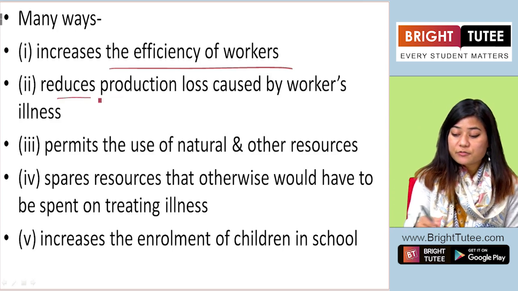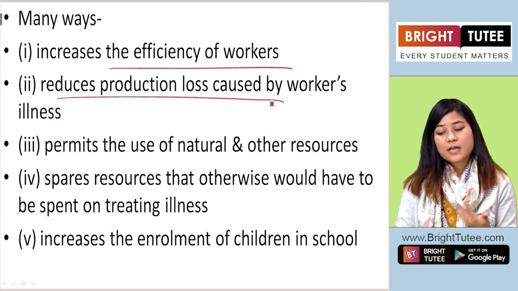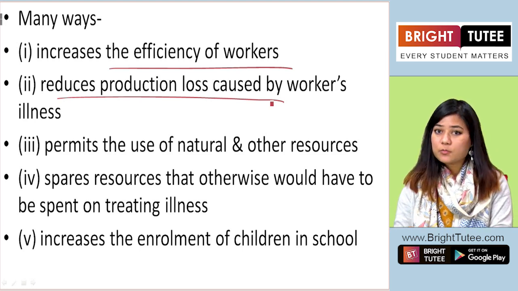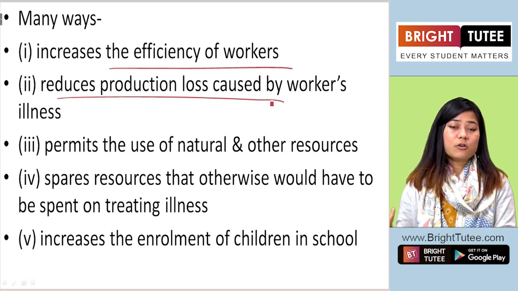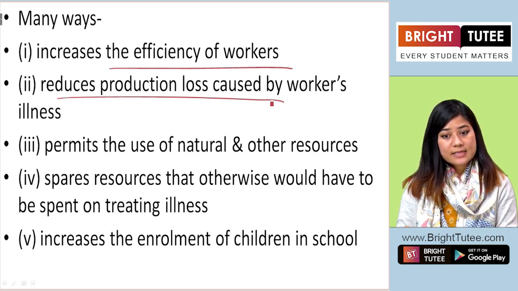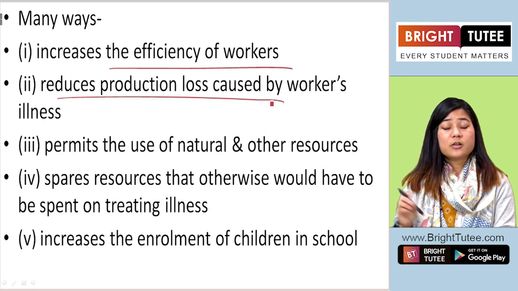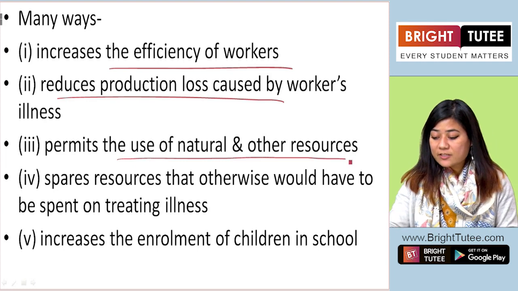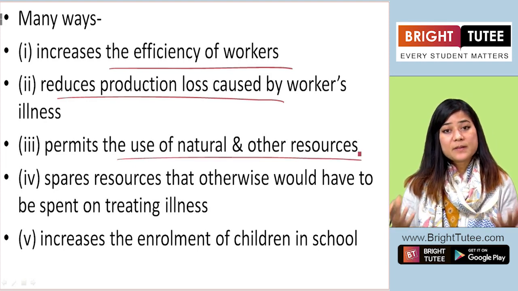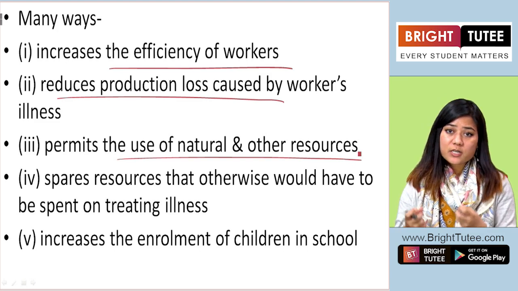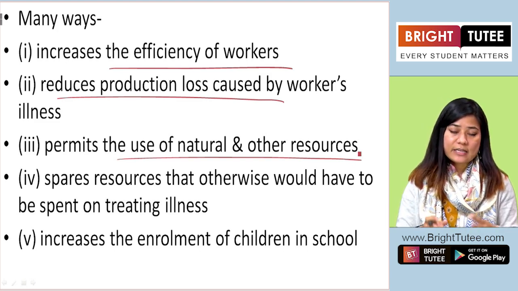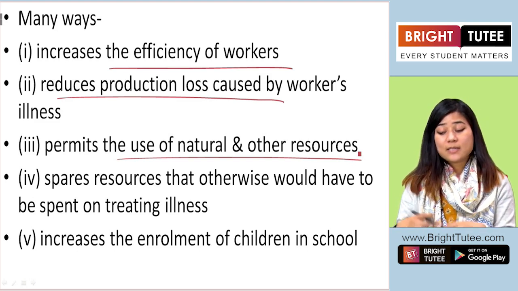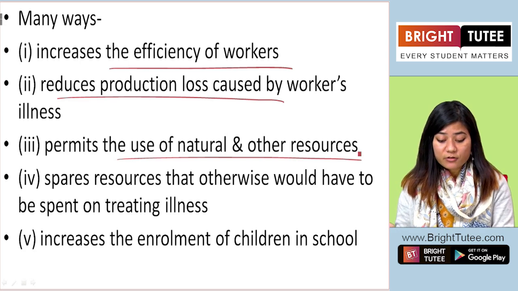And second, it reduces production loss. Production loss is caused when the workers are ill. When the workers are ill, they cannot come to work, and then production loss occurs. But if they are healthy, then the production loss is reduced. Good health permits the use of natural and other resources. People themselves form a very important resource. If they are healthy, active and energetic, then they can be used as a very important natural resource.